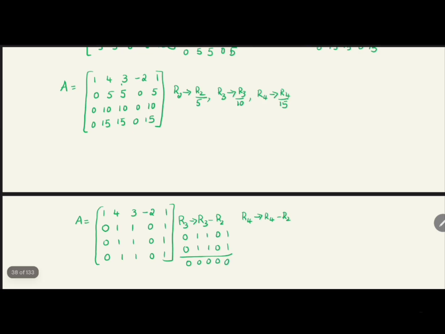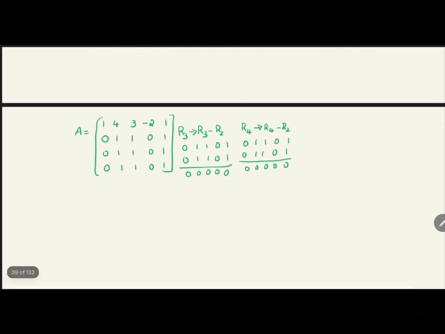Now in the same way, what is R4? 0, 1, 1, 0, 1. R2 is also 0, 1, 1, 0, 1. So after subtracting, all the elements will be made 0. Now write down the matrix here. A is equal to 1, 4, 3, minus 2, 1. 0, 1, 1, 0, 1. R3 elements are made 0 and R4 elements are also made 0.